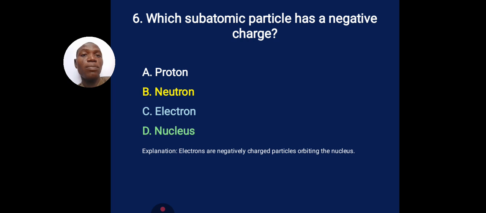We have subatomic particles: protons, neutrons, electrons. All these are subatomic particles. Which one has negative charge? The correct answer is electron. Electron is negatively charged. Protons are positively charged. Neutrons are neutral. Hope this is clear.